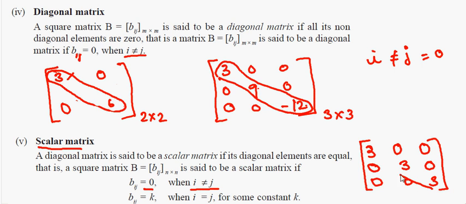That means all the diagonal elements are nothing but a scalar. If you remove 3, they will all be equal. So this is called a scalar matrix, because it is all multiplied by the same constant, that is k. In this case everything is 3. This type of matrix is called a scalar matrix.